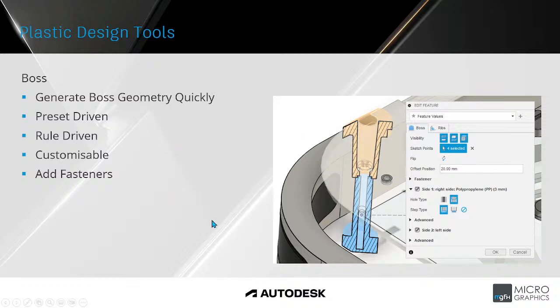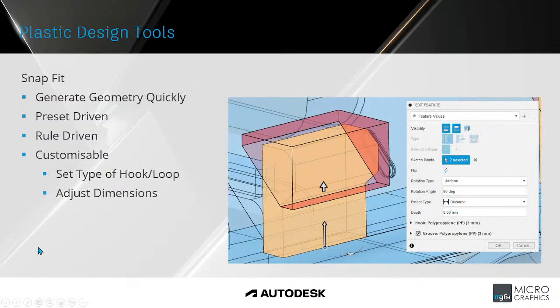So we have the ability to quickly generate bosses within a design, but we also have the ability to quickly generate snap fits within a design as well. So if you have two mating components that need to snap together, you're able to quickly generate that snap without having to manually draw out all of the sketches and the extrusions to generate that. So once again, snap fits allows you to generate the geometry quickly.